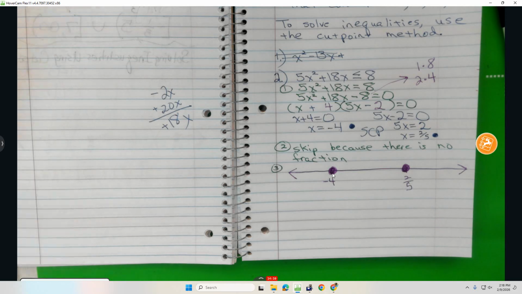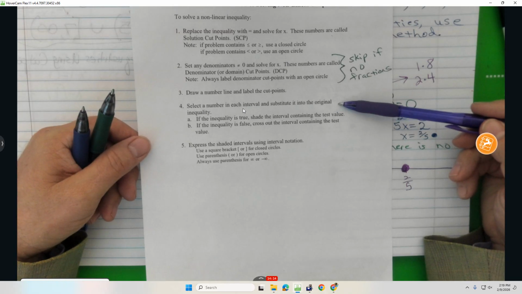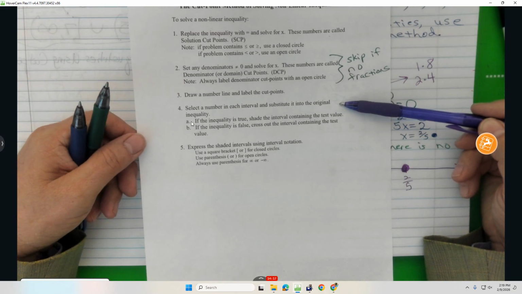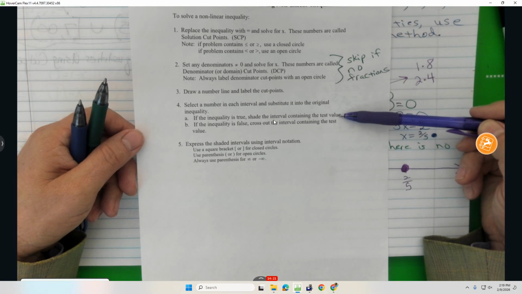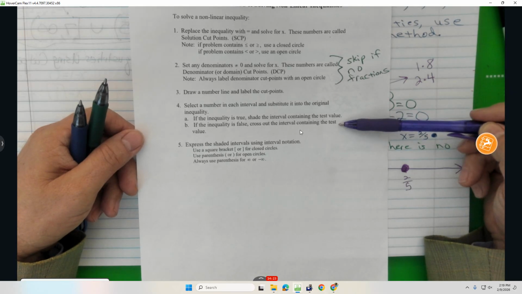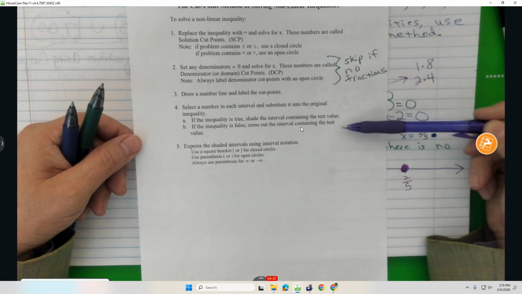So look at the fourth step. Select a number in each interval and substitute it into the original inequality. If the inequality is true, we'll shade the interval. If the inequality is false, we're going to cross out the interval. This is where we're figuring out whether we shade or cross out the intervals.